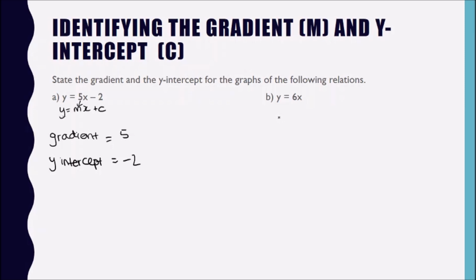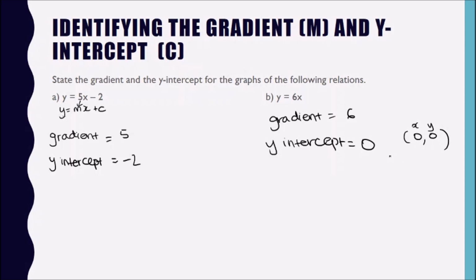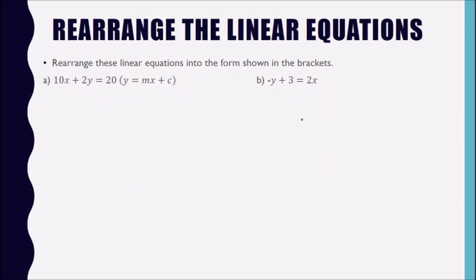Okay, so here the gradient is the number before x, which is 6, and the y-intercept, well, there's nothing after 6x, so the y-intercept would be 0. And remembering, if it's 0, that means it's touching the origin, and the coordinate of the origin from my 4C video is 0, 0. Remember the coordinate x and the coordinate y. So this was just getting you used to identifying it first.